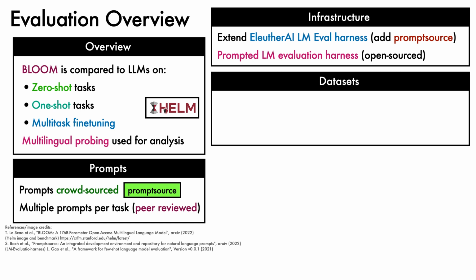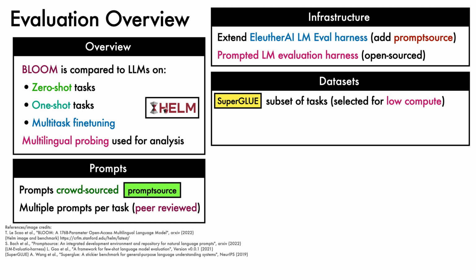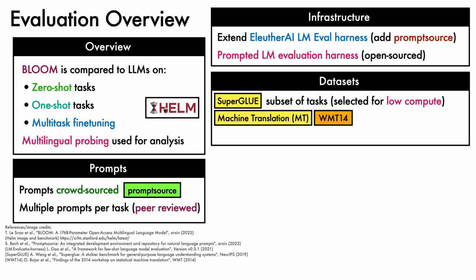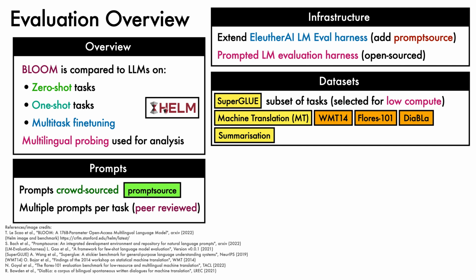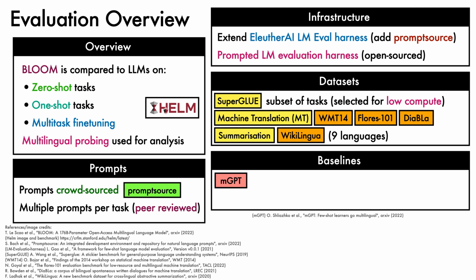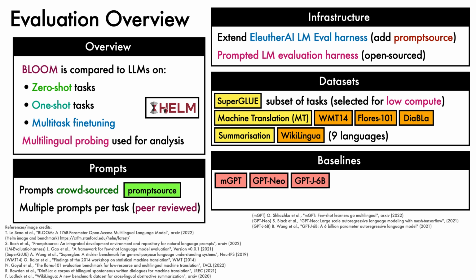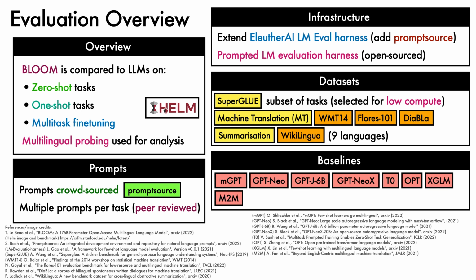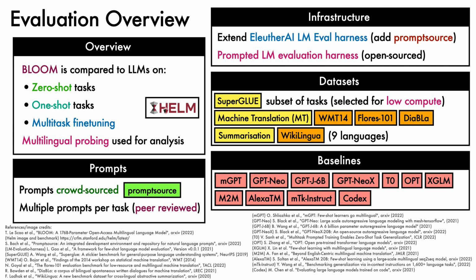In terms of datasets, experiments are conducted on SuperGLUE, specifically on a subset of tasks that have relatively low compute requirements, on machine translation, specifically WMT14 data spanning English, French, and Hindi, Flores 101 data, and Diabla data, and on summarisation, focusing on the Wikilingua dataset, and in particular, the 9 languages that were among those targeted in the BigScience project. The baselines compared to include MGPT, a GPT-like model trained on 60 languages, GPT-Neo, GPT-J6B, and GPT-Neo-X trained on the pile, T0, OPT, XGLM, M2M, Alexa-TM, MTK Instruct, Codex, and GPT-FR.